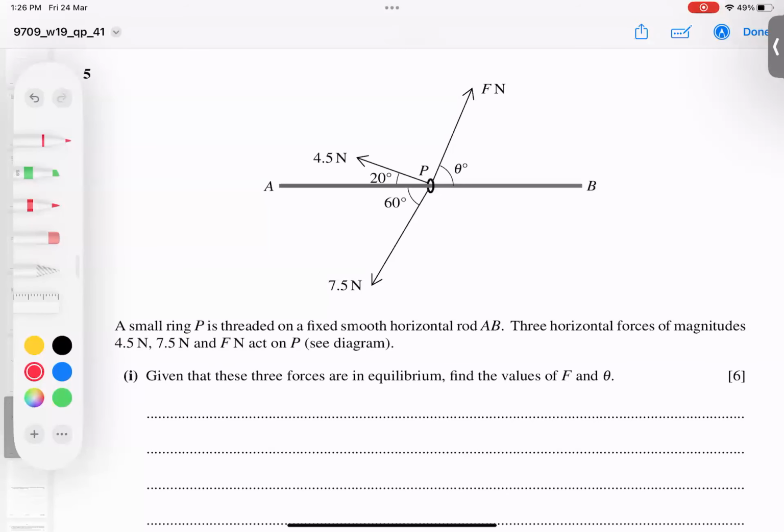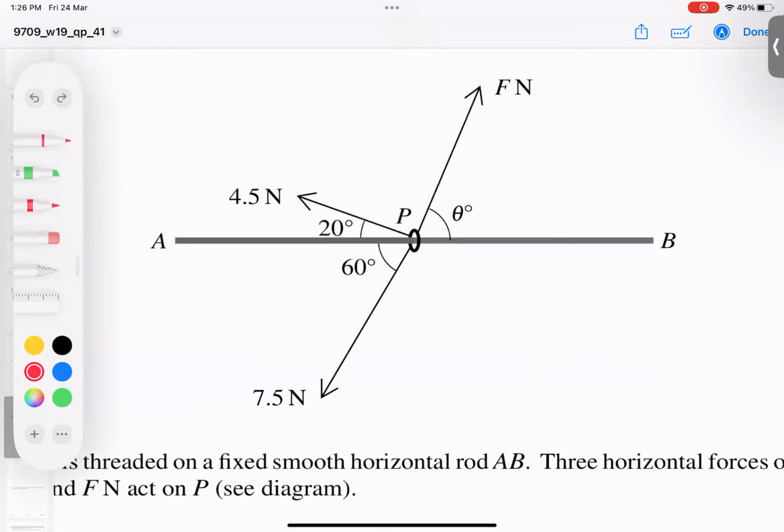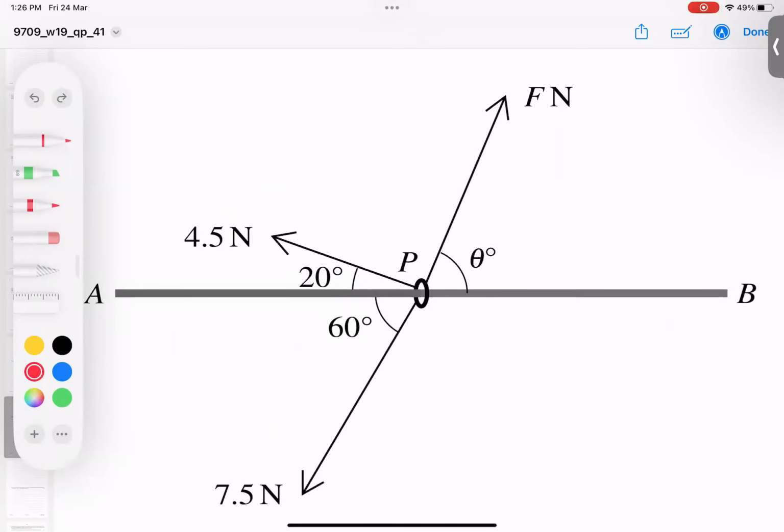Bismillah Rahman Rahim. You can see from here, this is October 2041 variant, question number 5. First of all, what we'll do is resolve components. All of you know every force can be resolved into components, one along the x-axis and one along the y-axis. Make sure this is theta, this theta here. This becomes F cos theta, and this becomes F sine theta.